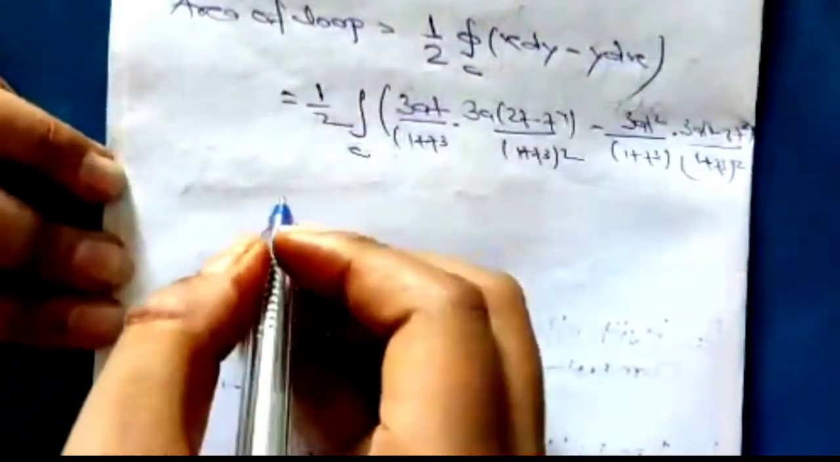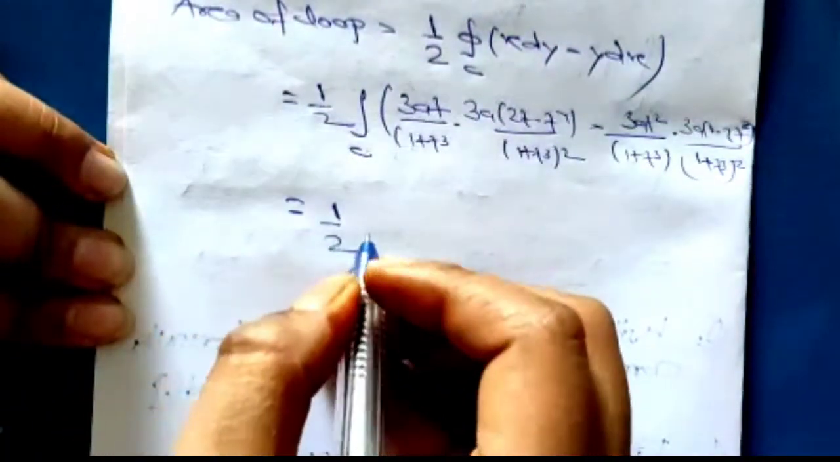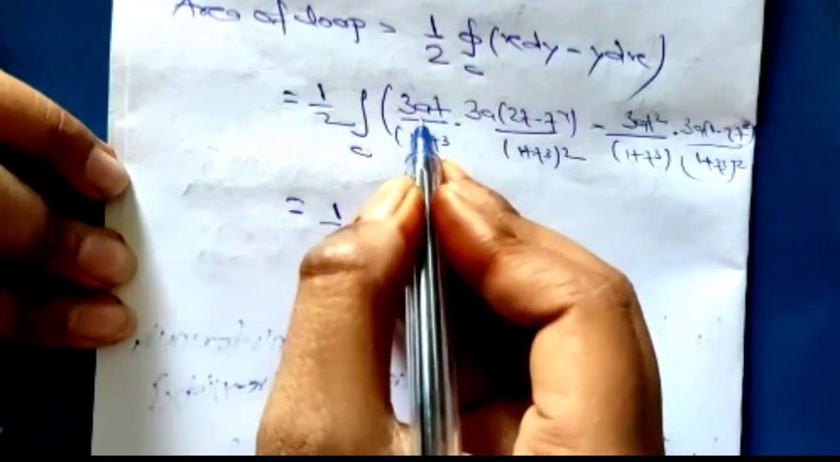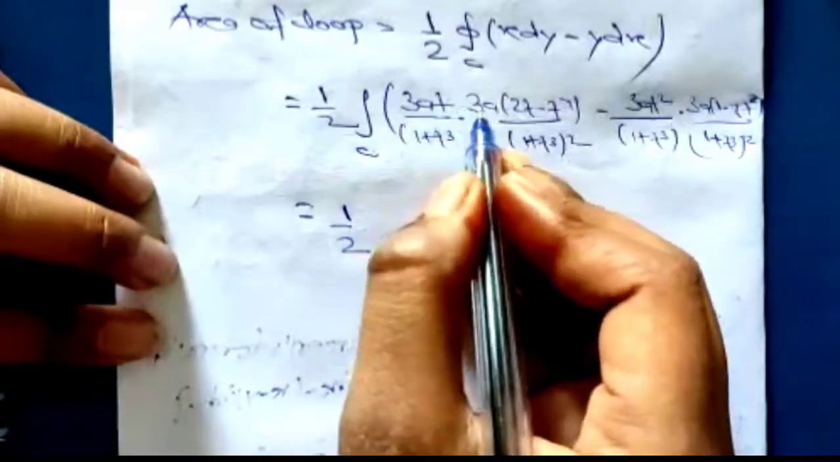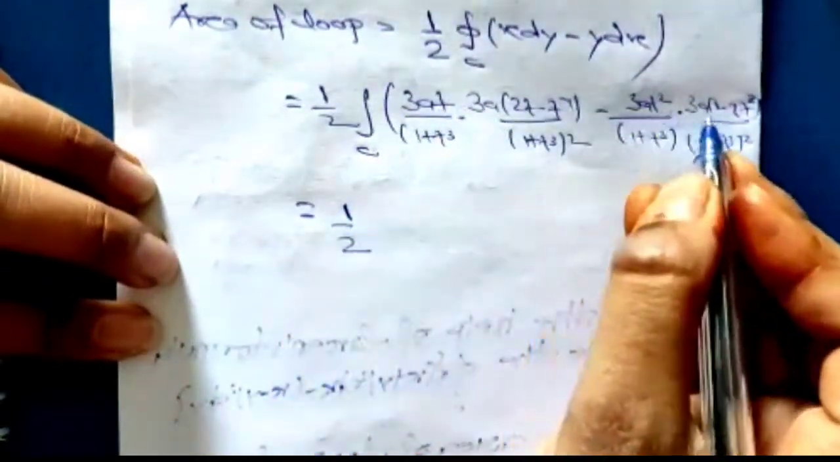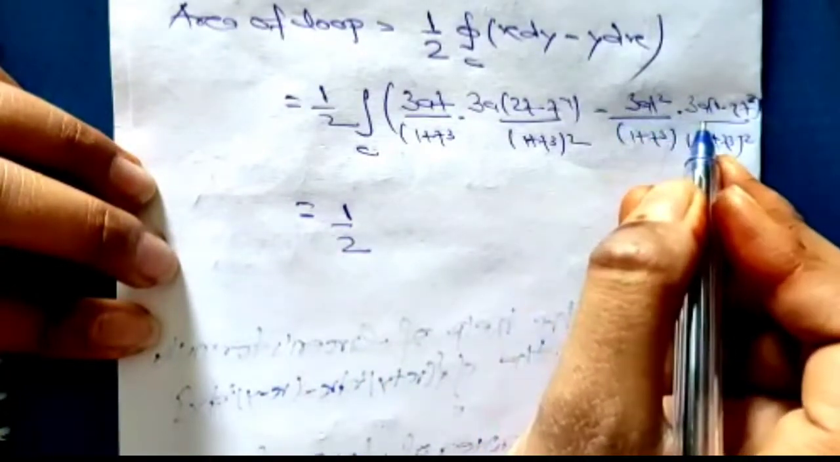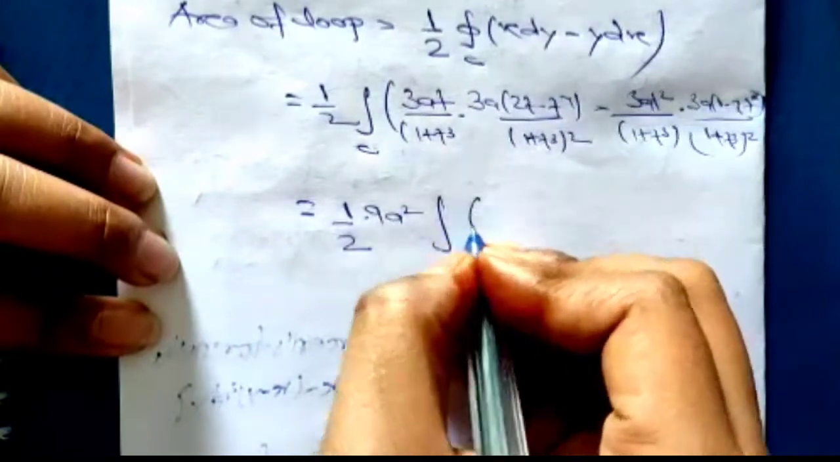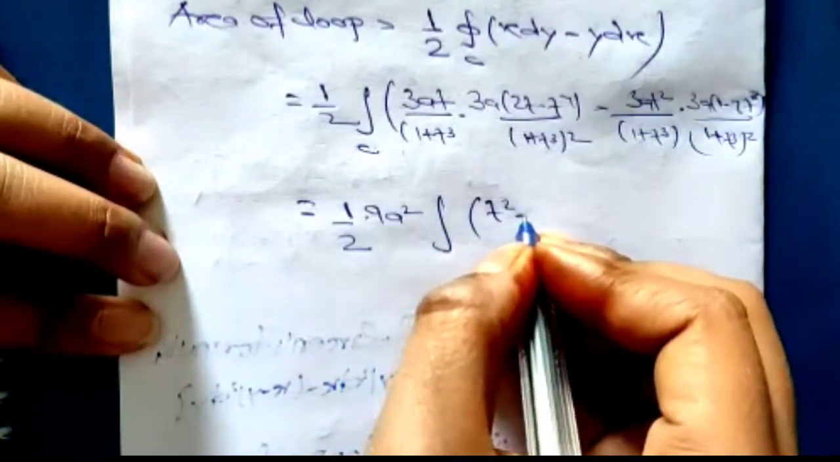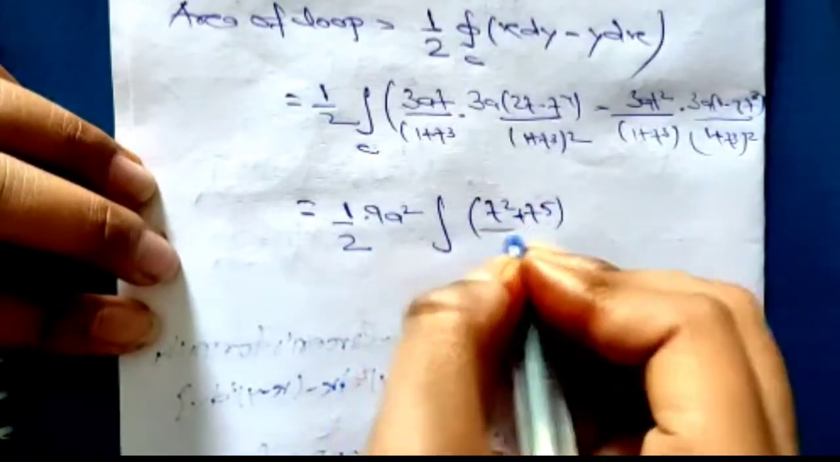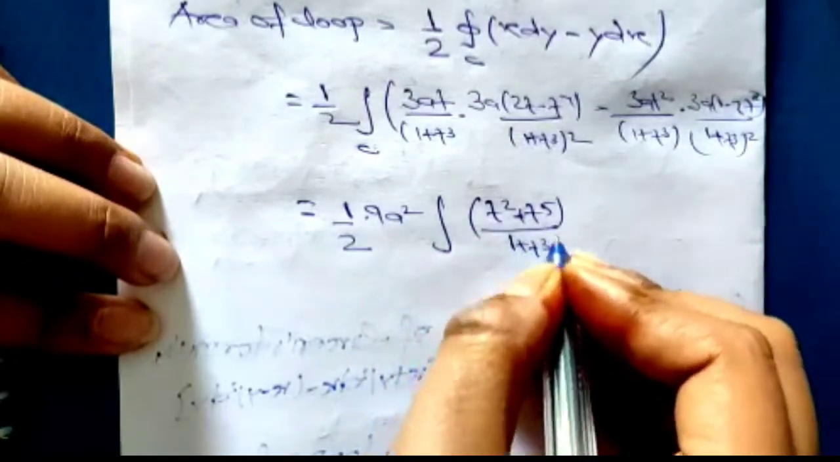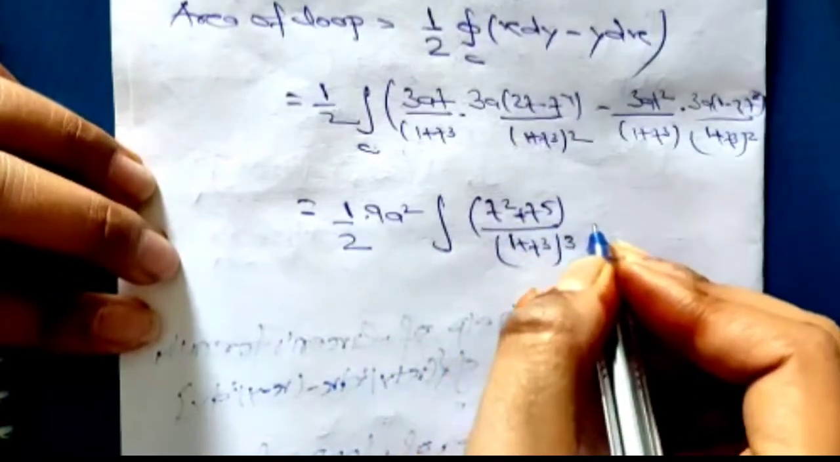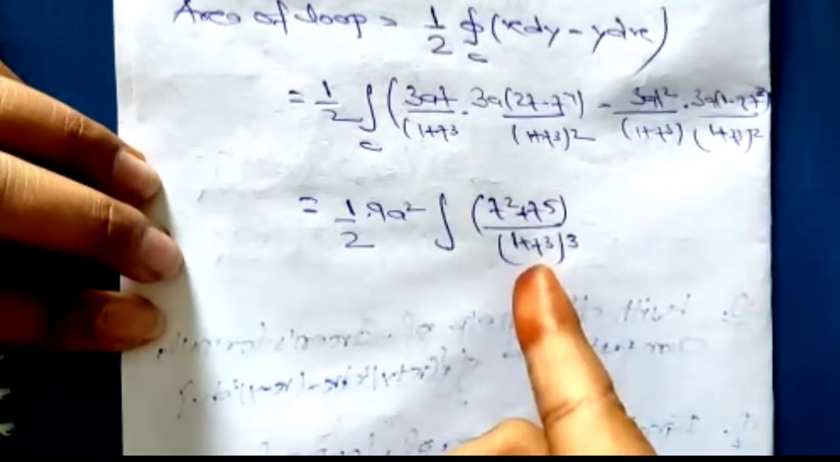Okay, after solving we get half. Put the constant outside. This is 3 × 3, that is 9, and this is a². Here 9 and a². Take this out as common. You get t² + t⁵ over (1 + t³)³. Okay, so after solving this you get that result.